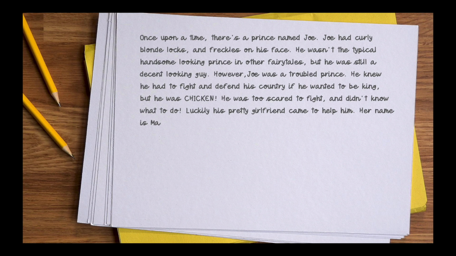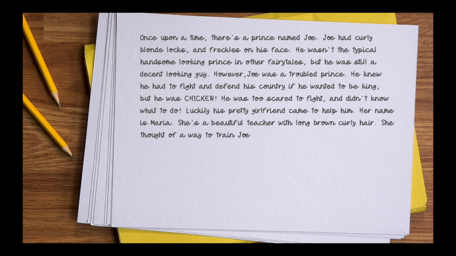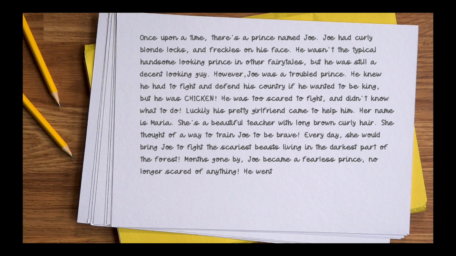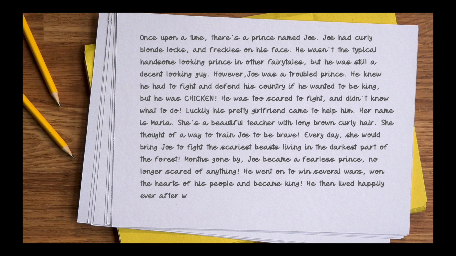Luckily, his pretty girlfriend came to help him. Her name is Maria. She's a beautiful teacher with long brown curly hair. She thought of a way to train Joe to be brave. Every day, she would bring Joe to fight the scariest beast living in the darkest part of the forest. Months went by, and Joe became a fearless prince, no longer scared of anything. He went on to win many wars, won the hearts of his people, and became king. He then lived happily ever after with Maria by his side. The end. Something like that.